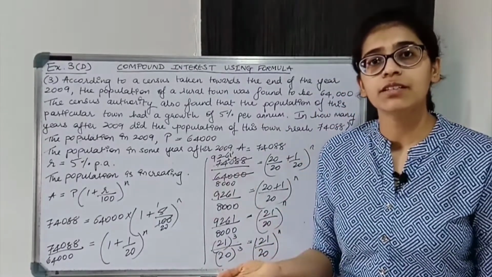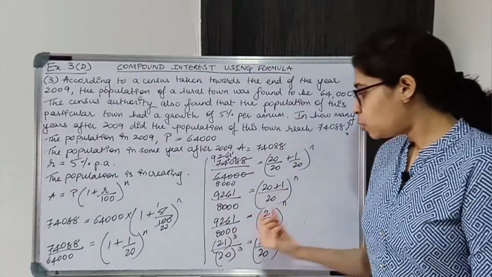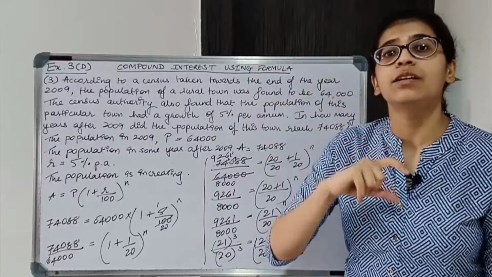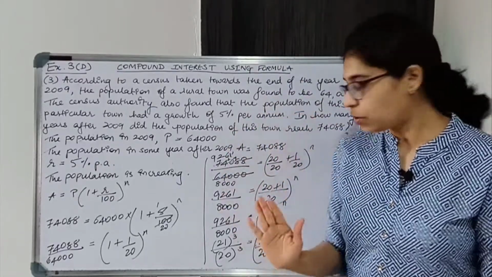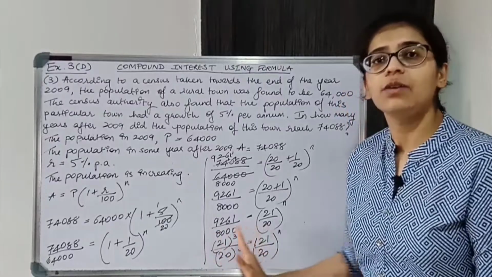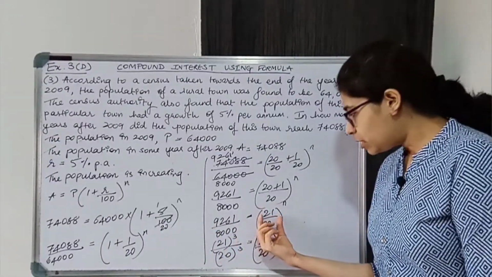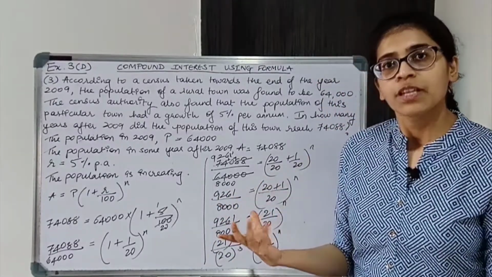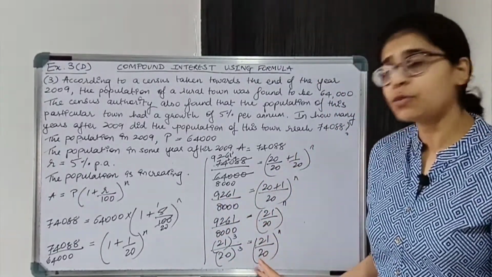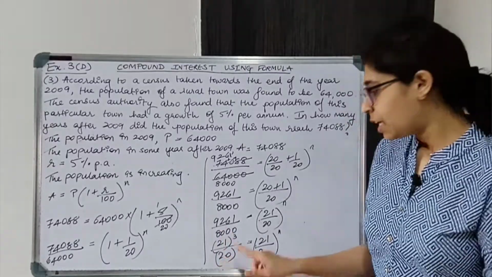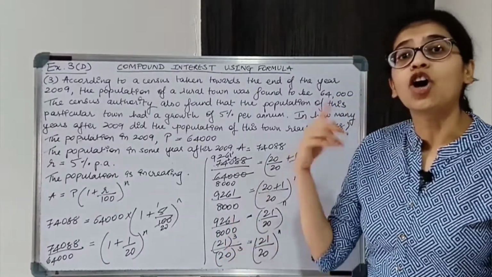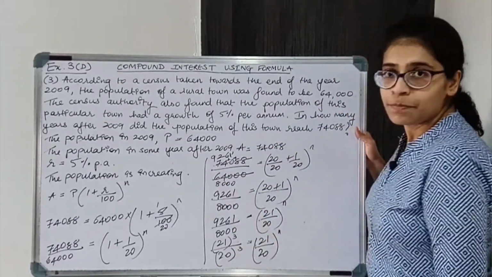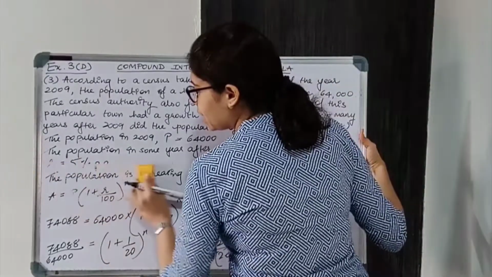Why are we doing this? Because we need to equate the powers. For that we need to get the bases equal. So we are trying to make the bases equal. This is the base, the number in the bracket, so try to get the same number over here. Here we got 21 upon 20, here also we got 21 upon 20 raised to 3, so we can take 3 common by law of indices. So let's take 3 common in the next step. So you will get 21 upon 20 raised to 3.